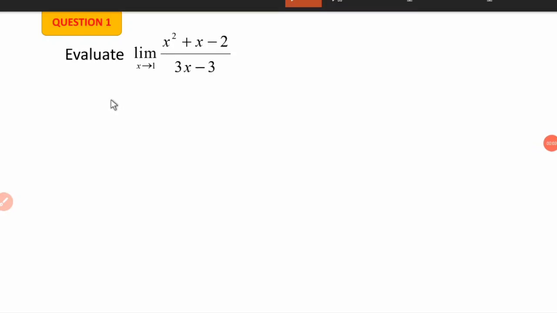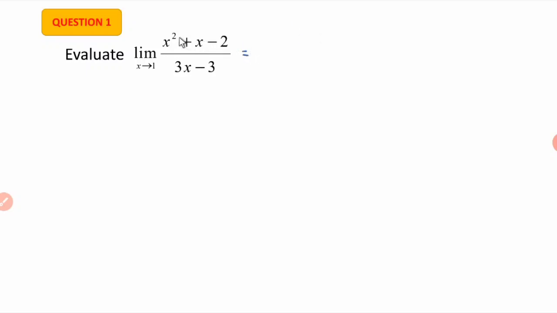For question number 1, evaluate the limit as x approaches 1 of (x squared plus x minus 2) over (3x minus 3). First, use direct substitution for x equals 1. In the numerator we get 1 squared plus 1 minus 2, so it equals 0. In the denominator, 3 times 1 minus 3, so we get 0. So we get 0 over 0.